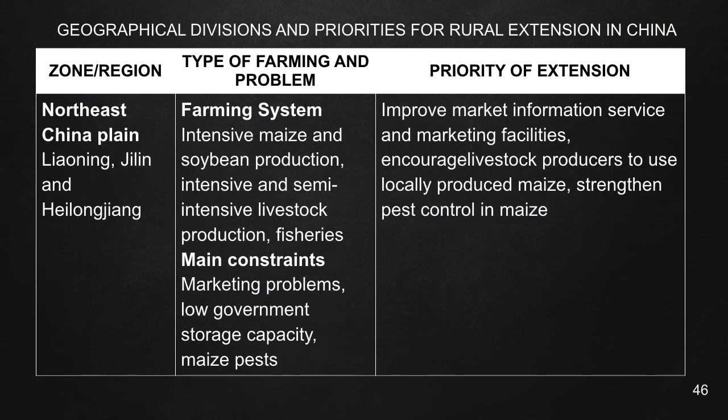In the Northeast China Plain, the farming system includes intensive corn and soybean production, intensive and semi-intensive livestock production, and fisheries. The main problems for this zone are marketing problems, low government storage capacity, and corn pests. So the priorities of extension for this region, first, are to improve market information service and marketing facilities, and also encourage livestock producers to use locally produced corn, and strengthen pest control in corn.